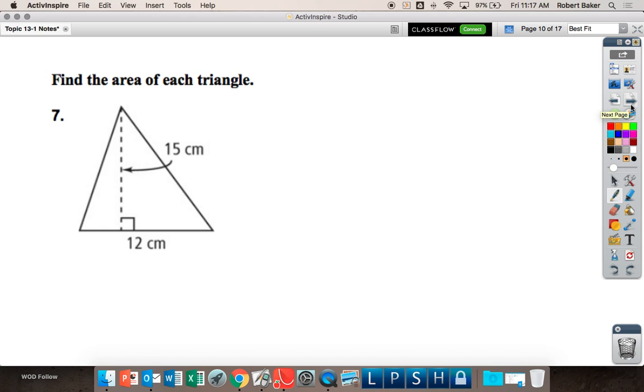Let's talk about this one. Easier or more difficult? It's like the same thing. It's the exact same thing. The only difference is I actually drew you a picture. So the area of this triangle is base times height divided by 2.